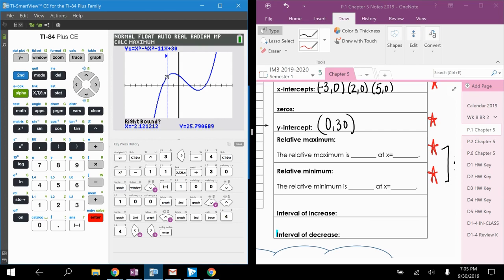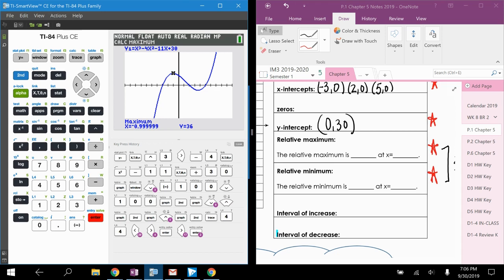Now it says right bound. Go to the right side of where you think the max is. So again, here's my max. That cursor needs to be on the right side of where you think it is. It does not matter if it's down here. As long as it's on the right side of the max, you're good. Press enter. It says, do you want me to guess it? I do want you to guess it.